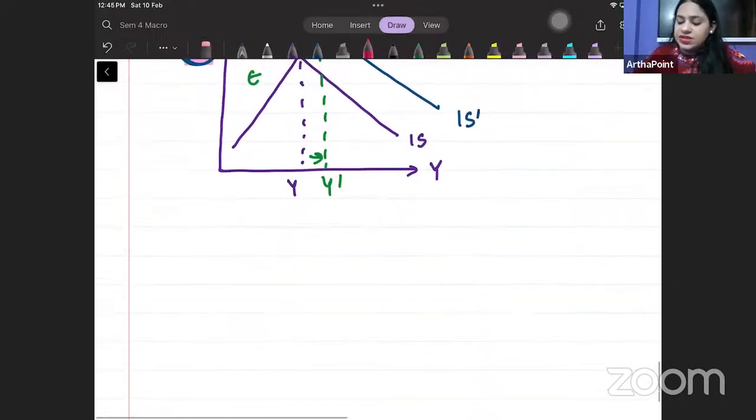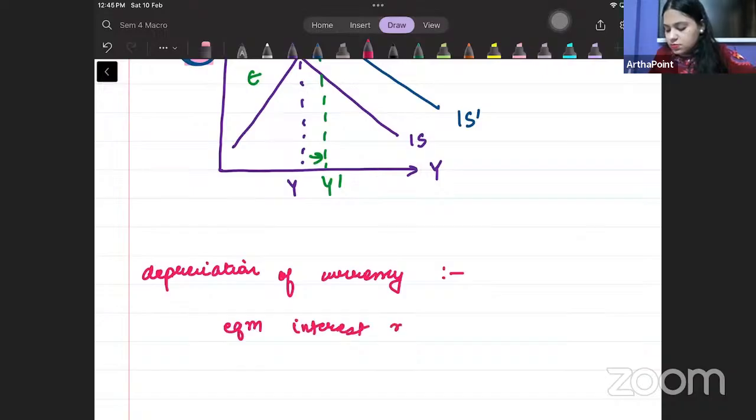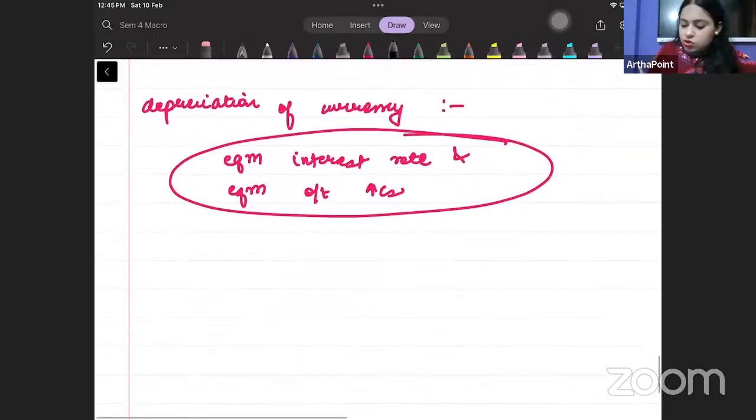So we can go ahead and say that when there is depreciation of the currency, suppose somebody asks you the effect of depreciation of the currency. So you can say that when there is depreciation of the currency, the equilibrium interest rate and equilibrium level of output increases. दोनों ही बढ़ जाएंगे. Whether it is equilibrium interest rate or output, both will increase. Clear है? Okay, बच्चे.